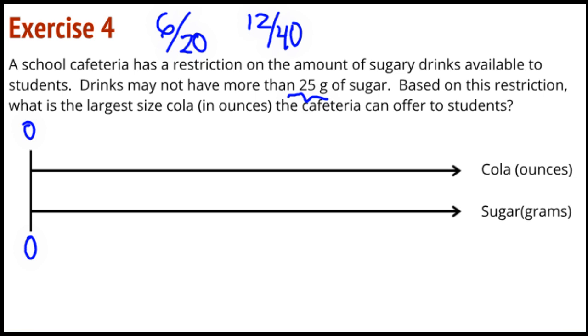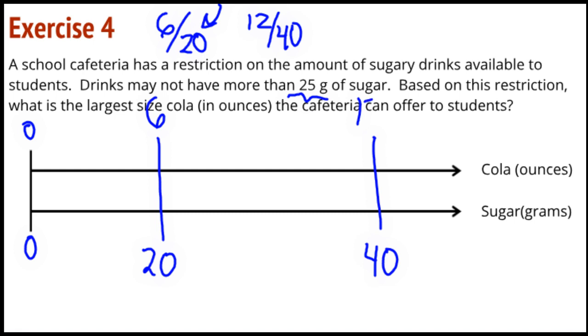Well, if I'm going to do 25 grams of sugar, and I'm counting by 20s, I don't need a very big double number line. So I could have 20 be here, and I could have 40 be here. I can spread it way out if I need to. Here I've got 6, and here I've got 12.